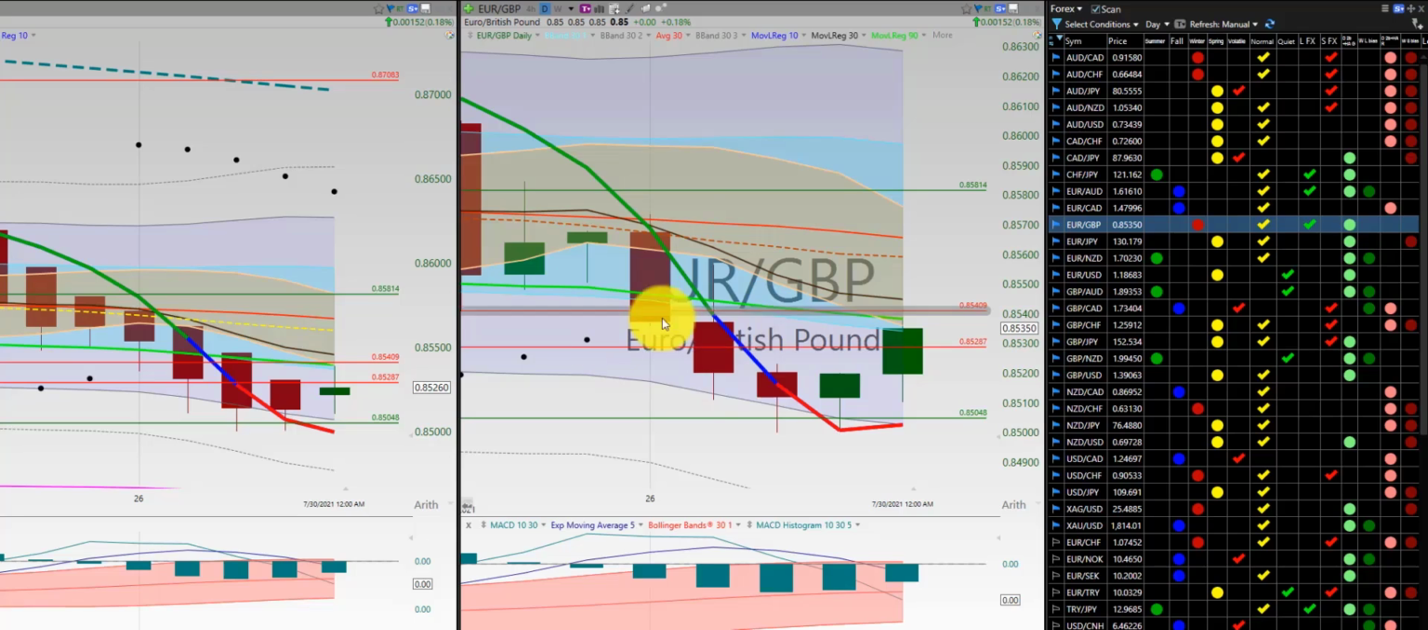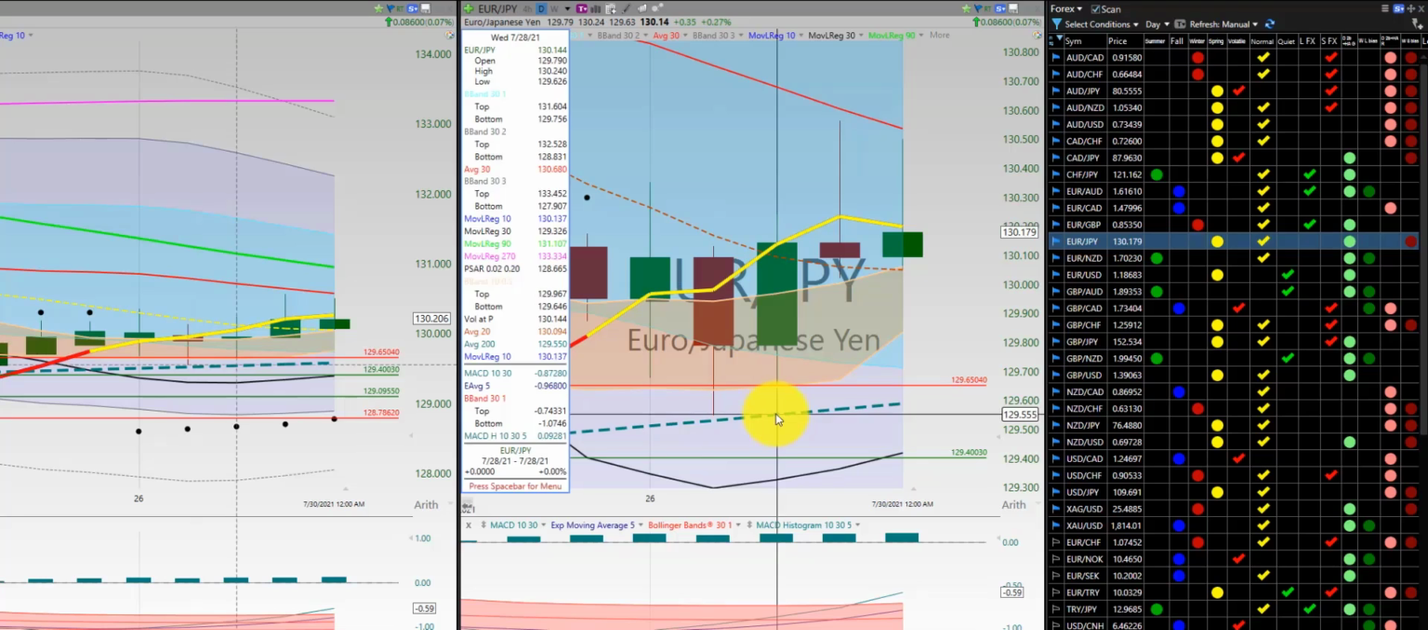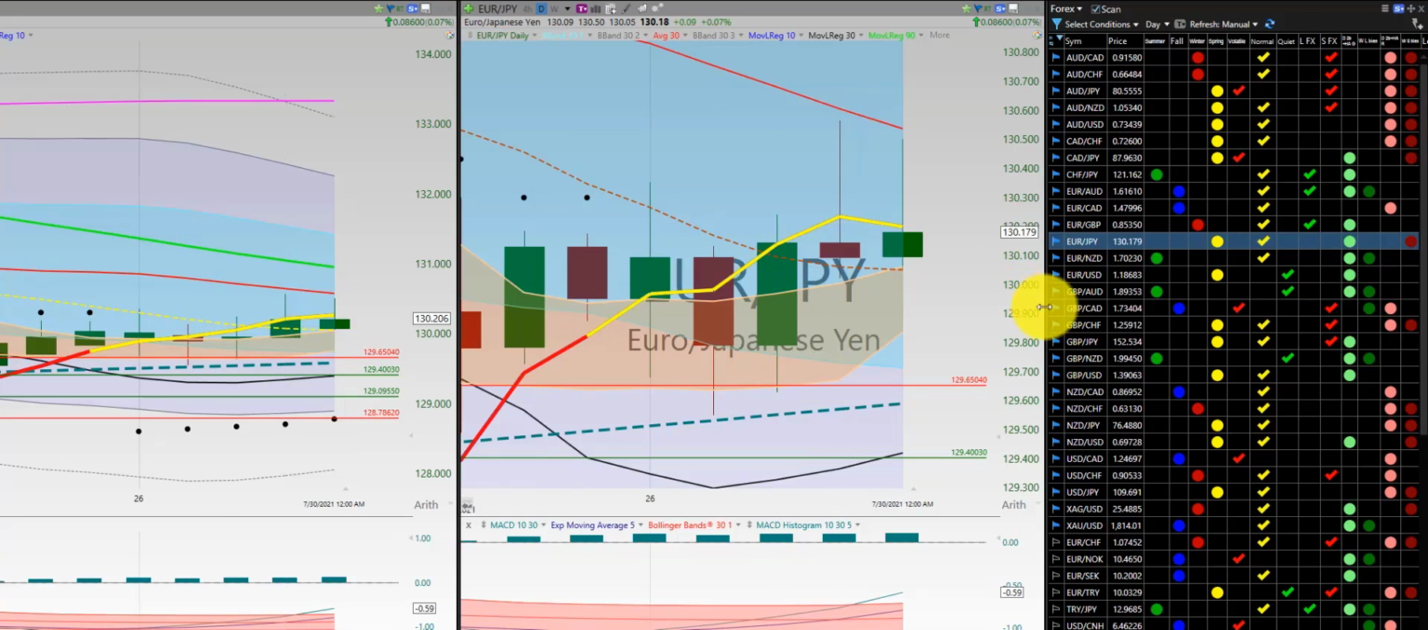Euro British pound, nice 1-2-3 punch out, and no further trade the rest of the week. Euro Japanese yen, pretty choppy here up against the 200, and again looks like it's trying to do a collapsing dragon, but it's finding support here at the 200. So this is a big wiki area where it's consolidating.